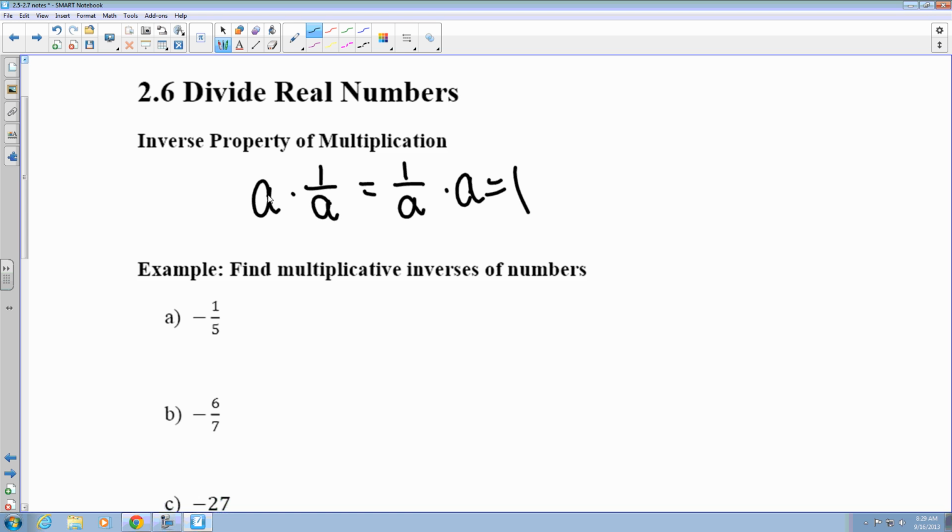So find the multiplicative inverses of numbers. We're trying to find the number we need to multiply by to get to 1. If we start with negative 1/5, we need to multiply by negative 5 in order to get to 1. And to show you that, negative 1/5 times negative 5 is positive 1.